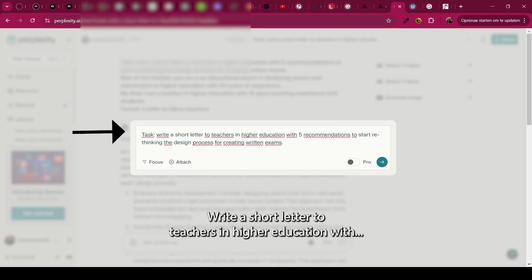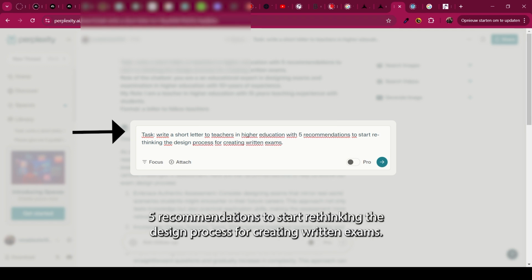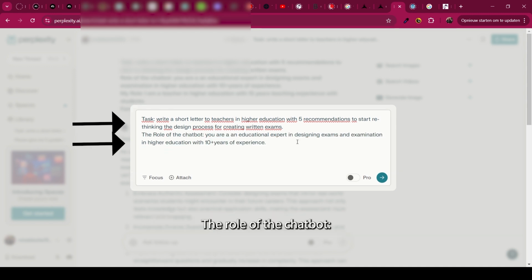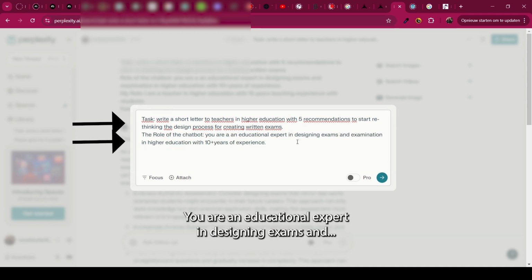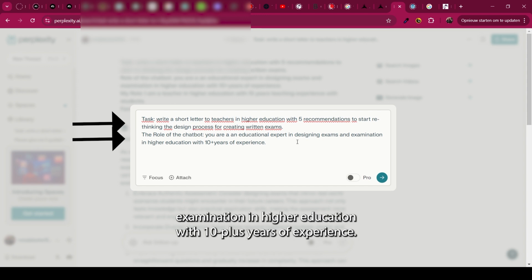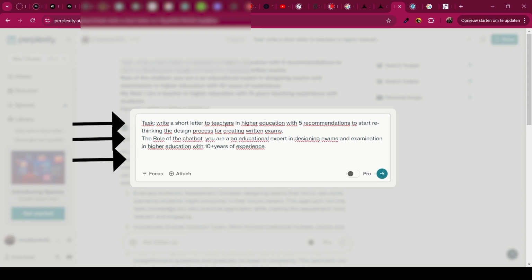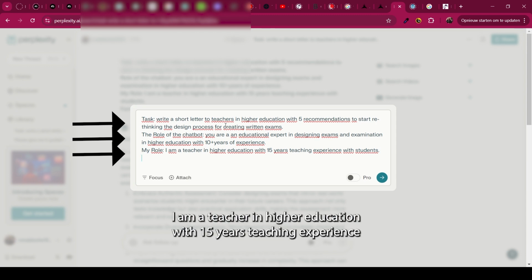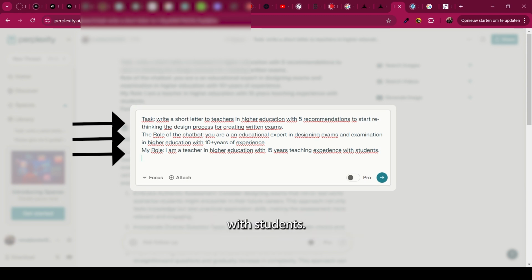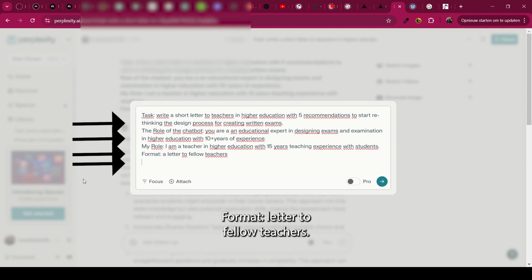Task: write a short letter to teachers in higher education with 5 recommendations to start rethinking the design process for creating written exams. The role of the chatbot: you are an educational expert in designing exams and examination in higher education with 10 plus years of experience. My role: I am a teacher in higher education with 15 years teaching experience with students. Format: a letter to fellow teachers.